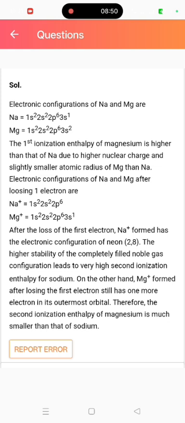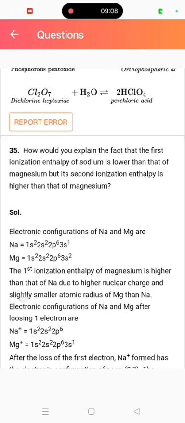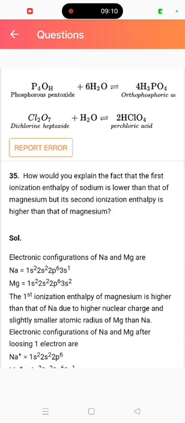But Mg plus still has the one electron in 3s1, so taking an electron from it is not a problem. On the other hand, Mg plus formed after losing one electron still has one more electron in its outermost orbital. Therefore, the second ionization enthalpy of magnesium is smaller than that of sodium. This is one of a very important question. Okay.